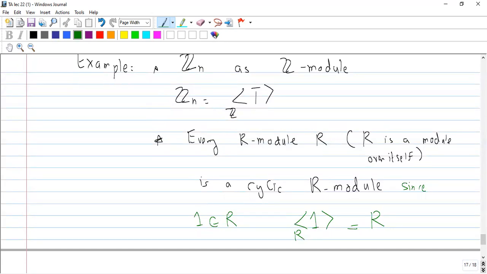Now you can take any example, take Z over Z, Zn over Zn, in the same way Q over Q, Z iota over Z iota, it is always a cyclic R module. But this is an interesting example. Here Zn is over Z module, this is also cyclic.